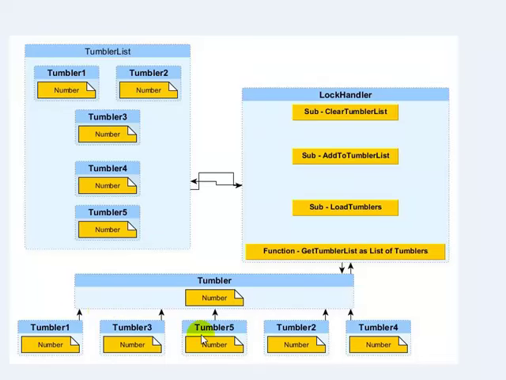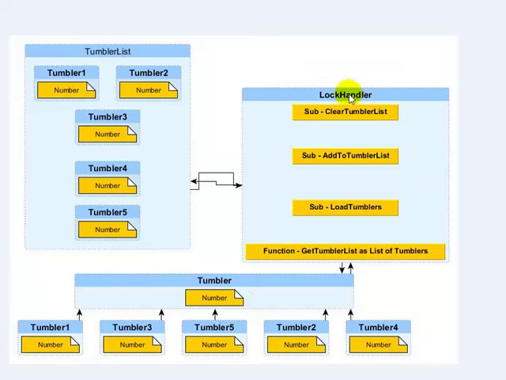So in this case, number. They all have the number property that can be set. Now you can have as many properties as you want and as many functions as you want, but whatever you have in here would be accessible in all these as well. So these are instances of this tumbler.